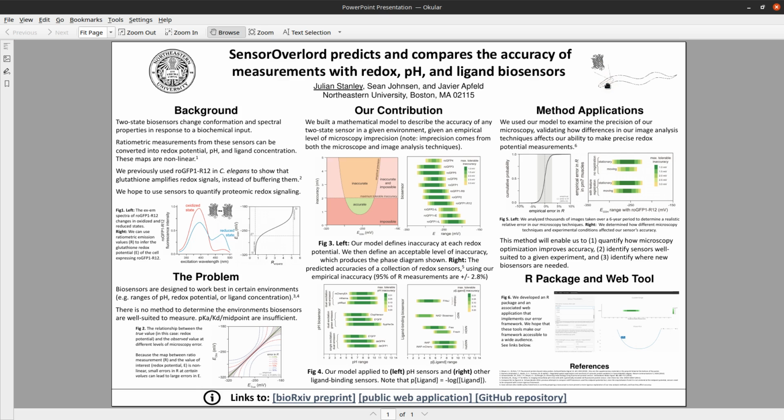So broadly, the AppFeld lab uses a genetically encoded sensor to measure redox potential in the C. elegans feeding muscles. We knew intuitively that our sensor could measure some redox potentials more accurately than others, but we didn't have any quantification of that difference.